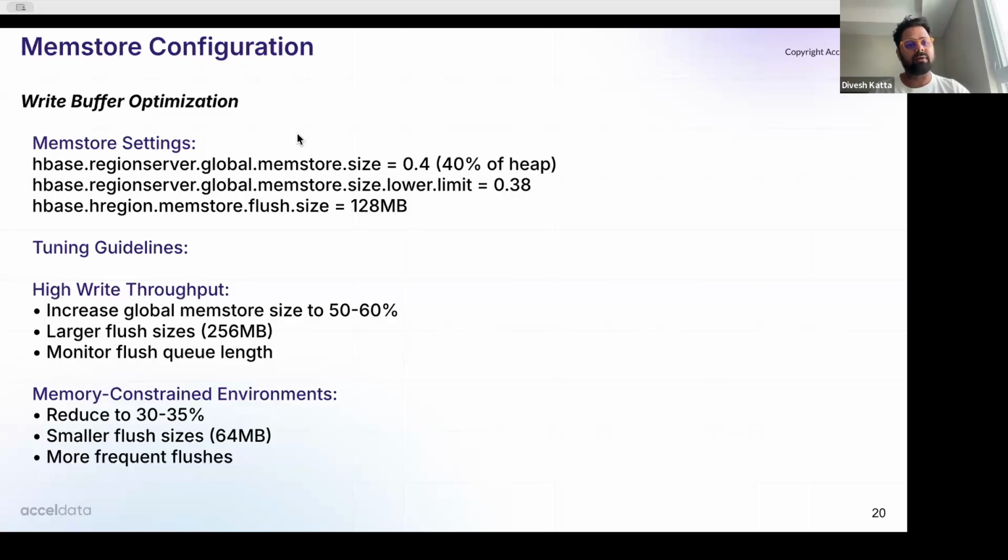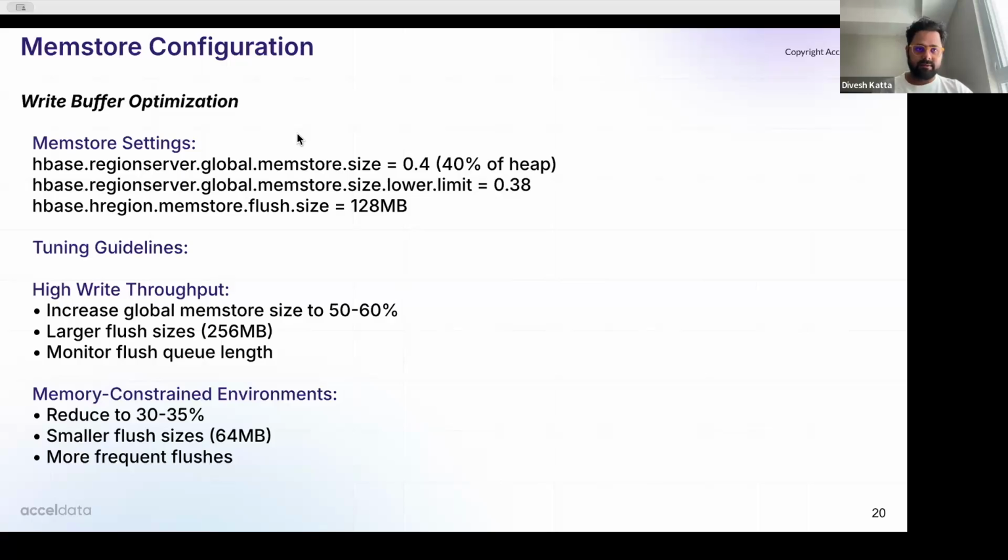For high write throughput workloads, consider increasing the global memstore size to 50 to 60% and using a large flush size. For memory-constrained environments, reduce it to 30 to 35% with a smaller flush size. Monitor flush time in the region server logs. If flushes are taking too long, consider a smaller flush size to reduce the impact on write latency.